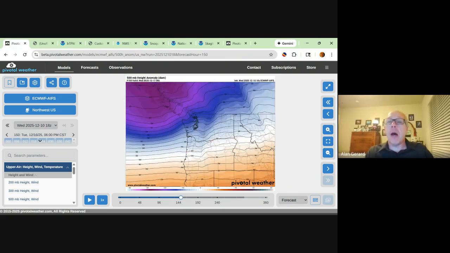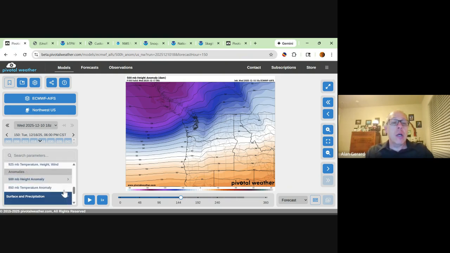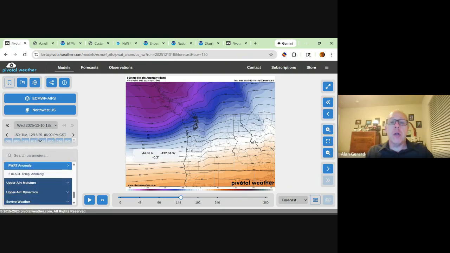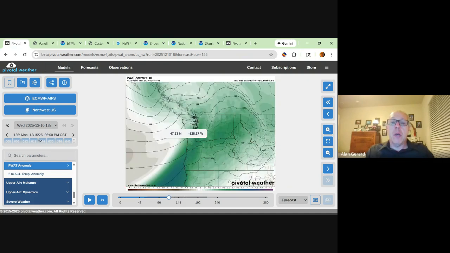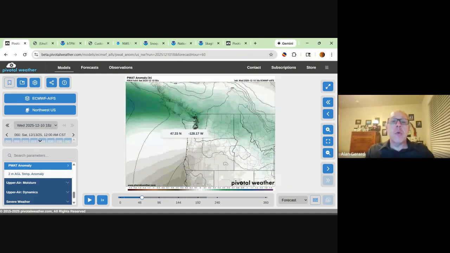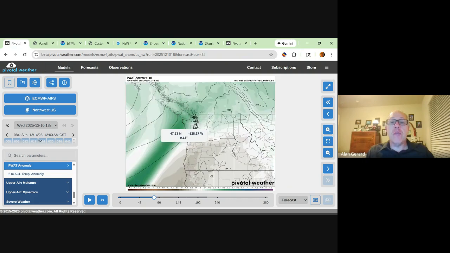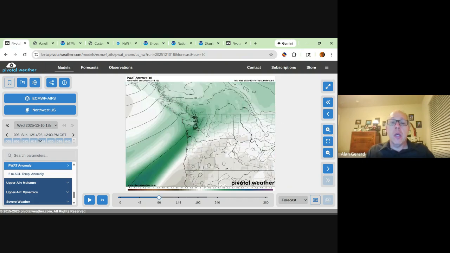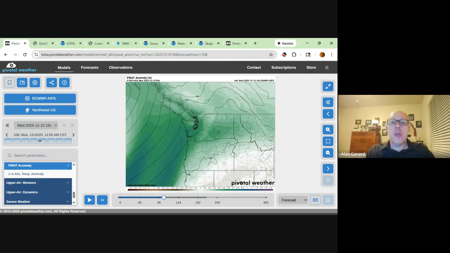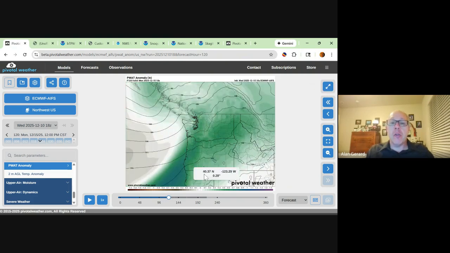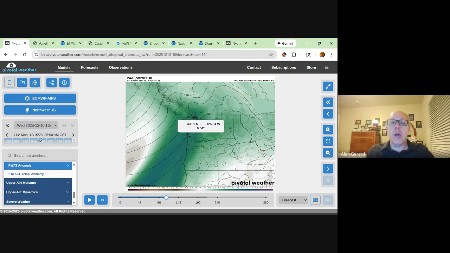As we get farther out in the model, this is the AI version of the European model, we start to get a little more into the model uncertainty, but certainly going into early next week, if we look at the anomaly of moisture here, we can see as we get past Saturday evening and going into Sunday morning, and especially as we go into Sunday night and Monday, very anomalously high levels of moisture again across western Washington and Oregon.